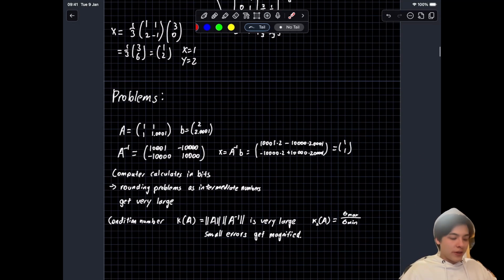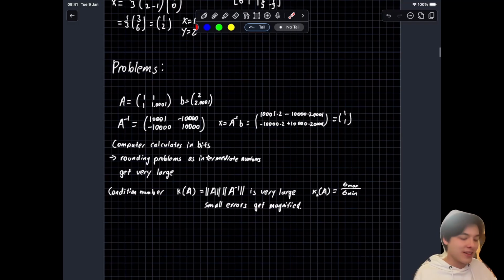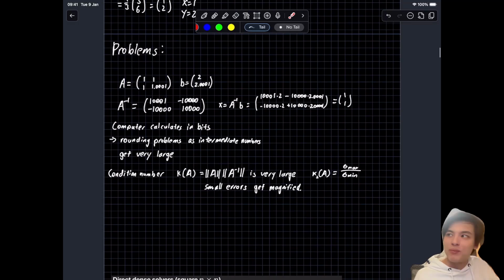So why don't we always use the inverse? Why do we have so many other topics? Because the inverse has, of course, some problems. So let's look at this example. If we have 1, 1, 1, 1.0001, and b is like this. Maybe in real life when we measure, we get small errors, slightly offset, whatever. It can happen in real life.